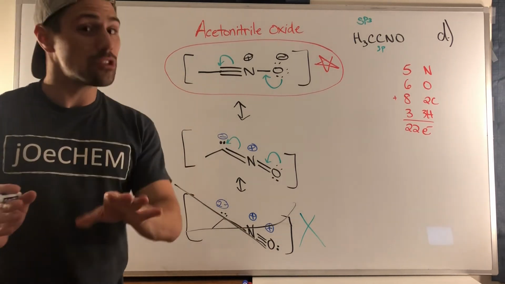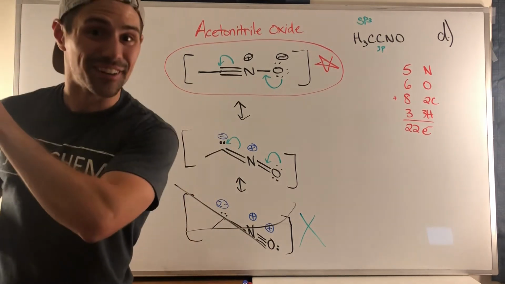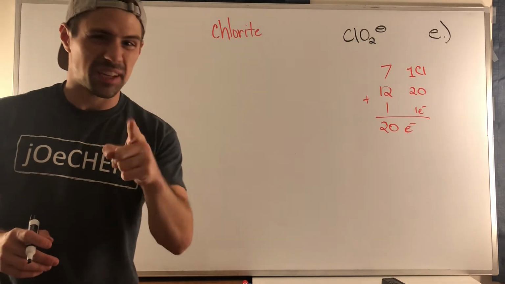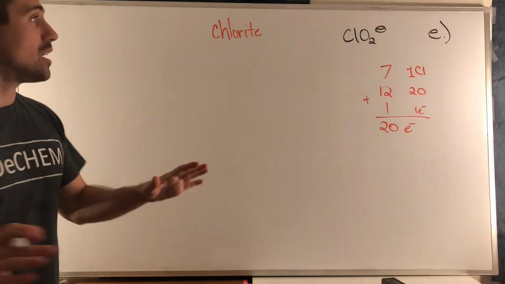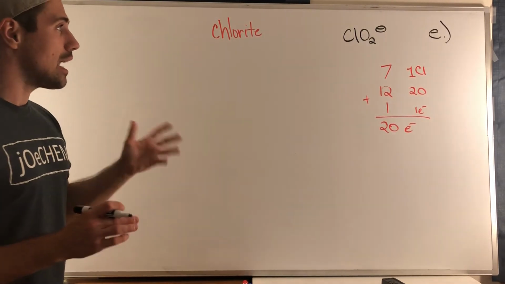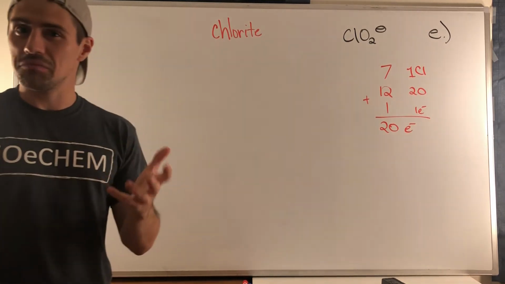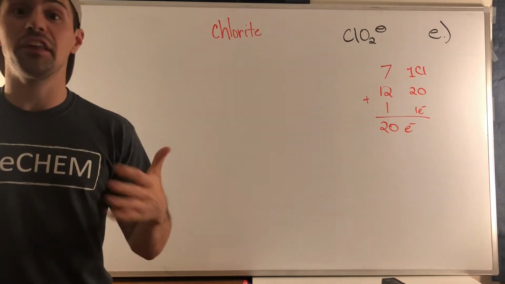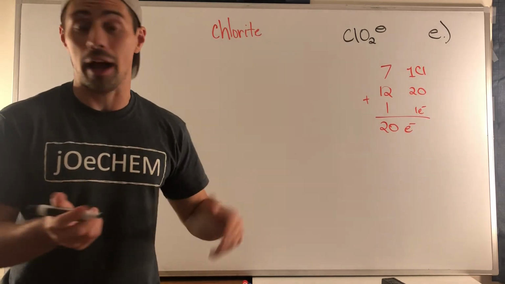So, probably spent too much time on that, but on to the next letter. Okay, gang, 3 more, stick with me. In letter E, we're going to look at chlorite. And while it is a simple example, I think it's kind of cool, and I think you'll see why.